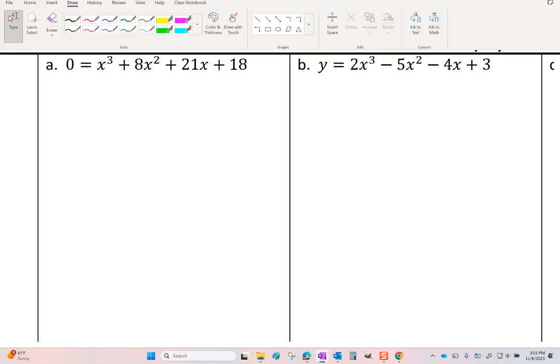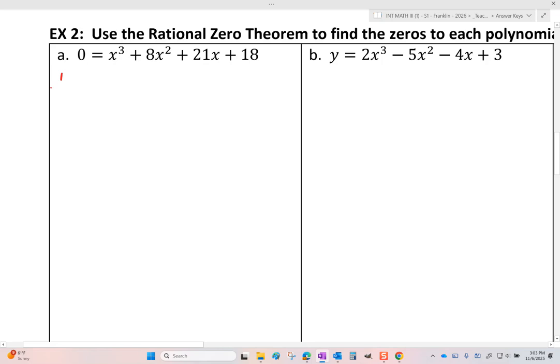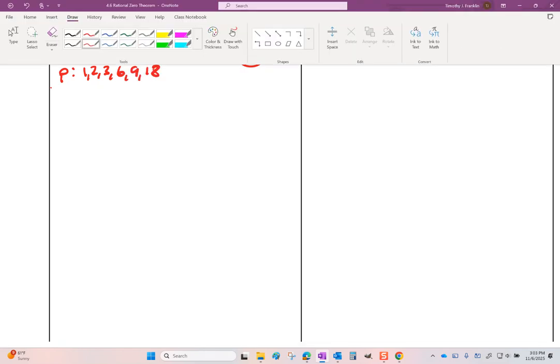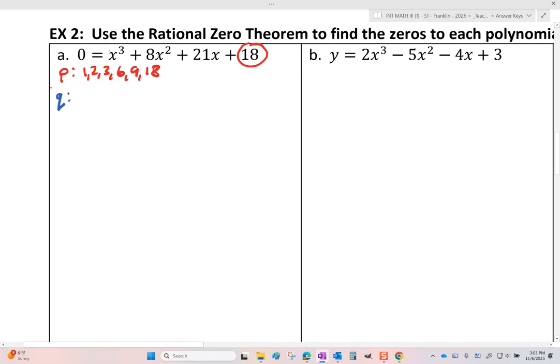Okay, so first we have to do the same thing we just did and find all of our P's over Q's. So here, it's the factors of 18. That's 1, 2, 3, 6, 9, and 18. And our Q values, again, luckily is a 1. So that's just 1. So our list of P over Q numbers is just 1, 2, 3, 6, 9, and 18.